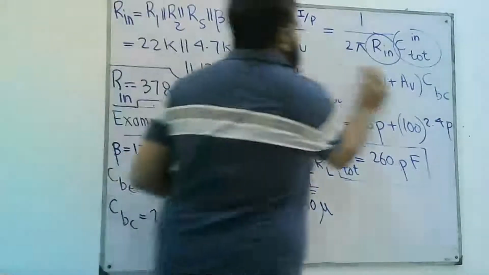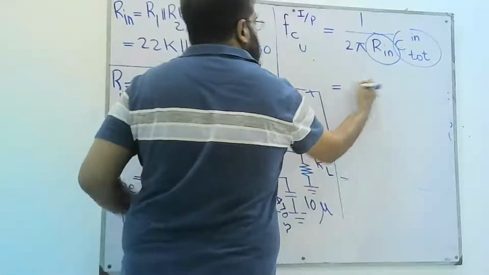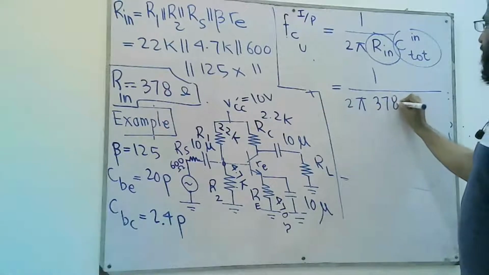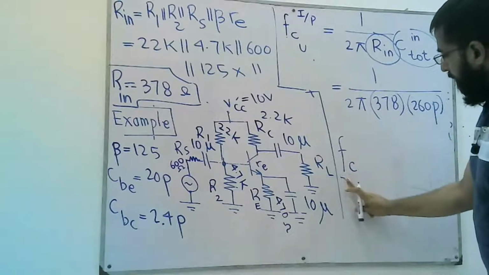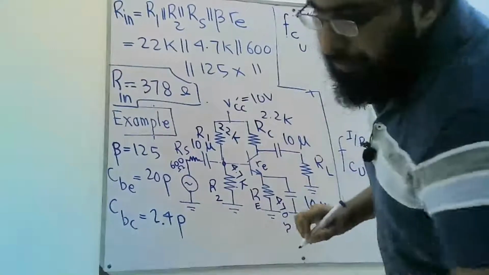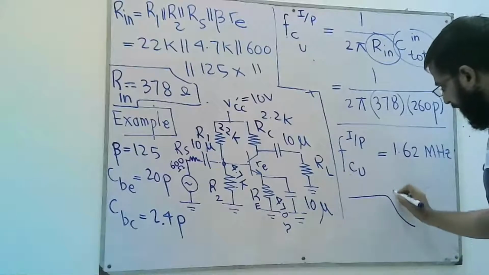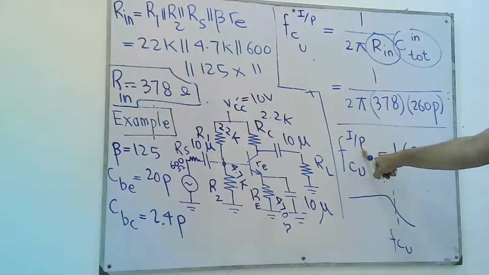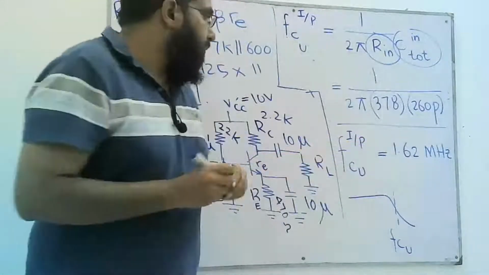The final part is to compute FCU by putting 1 over 2 pi, Rin is 378, times C in total, which we just computed, 260 pico. So the upper cutoff frequency due to the input RC network comes out to be 1.62 megahertz. So this is one of the upper cutoff frequencies we have computed using the input network. In the next lecture, we'll learn how to compute the upper cutoff frequency due to the output RC network. Thank you.